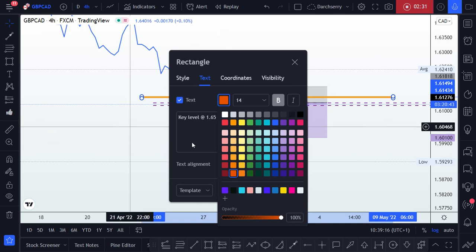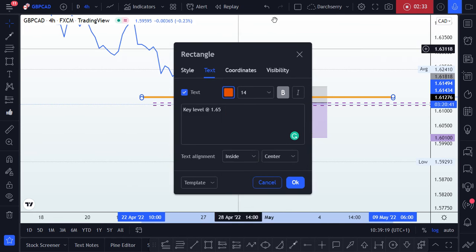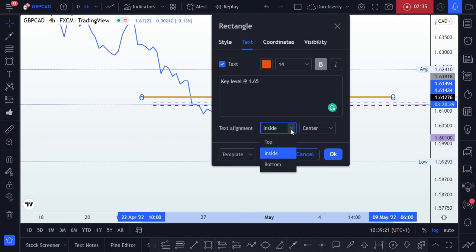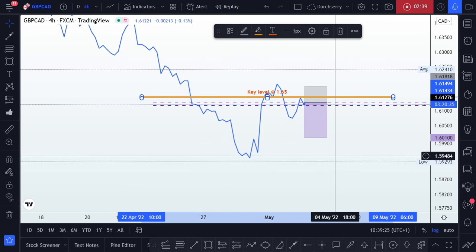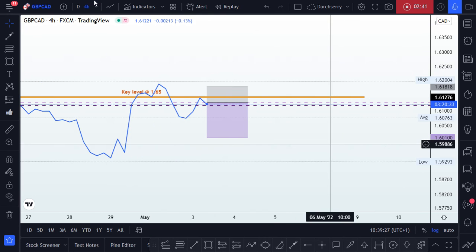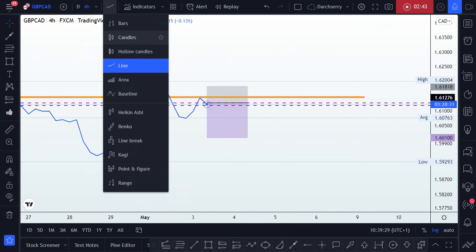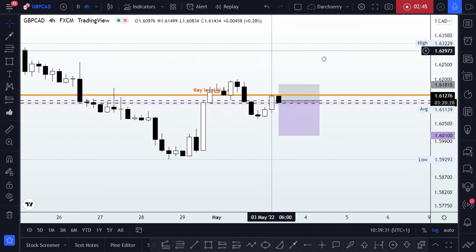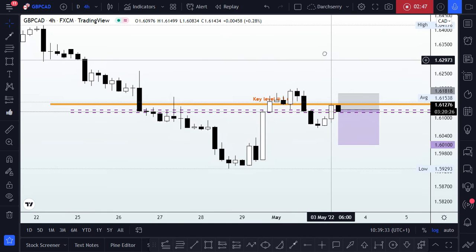Let me give this an orange, and let's align this to the top center. I think it's good. So we had 1.615 here on the 4 hours time frame.